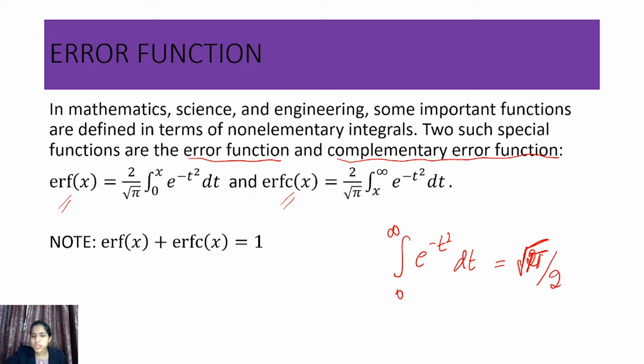This is the well-known result, that is the integral from 0 to infinity e raised to minus t square dt is equal to root pi by 2. So what will be if I take this to the left hand side? I'll get 2 by root pi integral 0 to infinity e raised to minus t square dt is nothing but equal to 1. Okay, now the sum of these two functions is nothing but 2 by root pi integral 0 to infinity e raised to minus t square dt equal to 1.